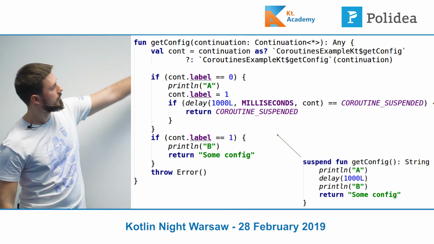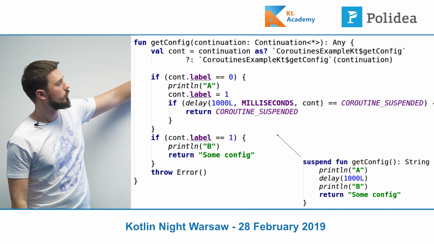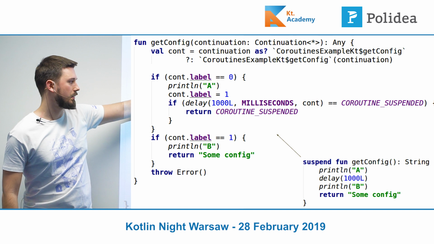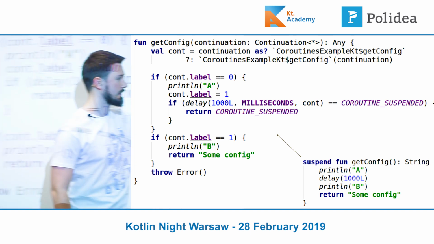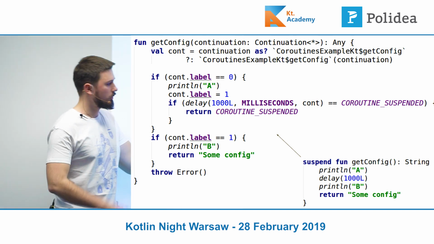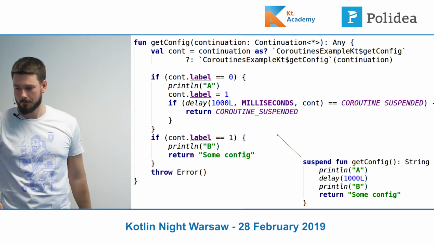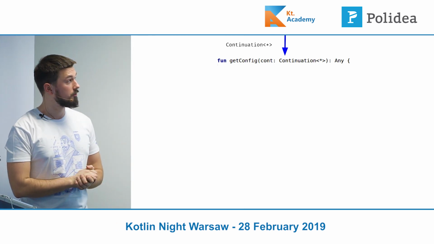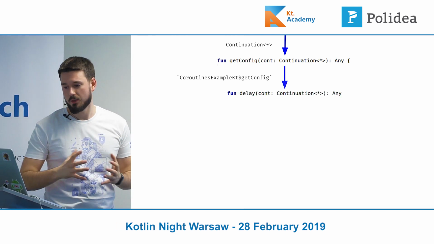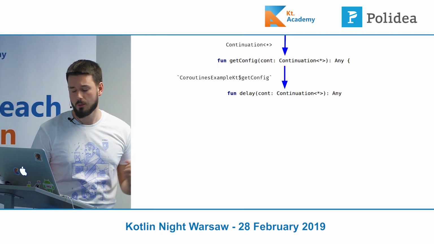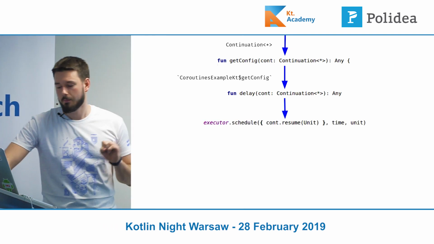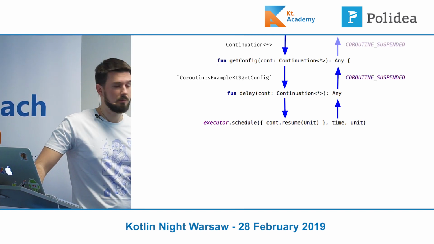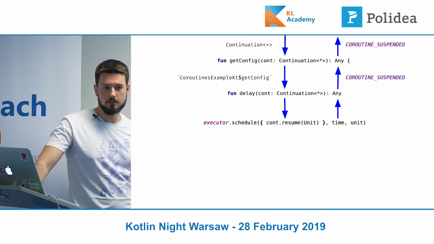With suspension, we start with label equal to 0, we print A, set label to 1, delay suspends the coroutine, meaning that it returns COROUTINE_SUSPENDED. And this COROUTINE_SUSPENDED propagates up. To visualize it in here, we have started getConfig with some continuation. We wrap it into our special class. We pass it to delay. Delay schedules the continuation, and it suspends the coroutine. And this is all that is going on.